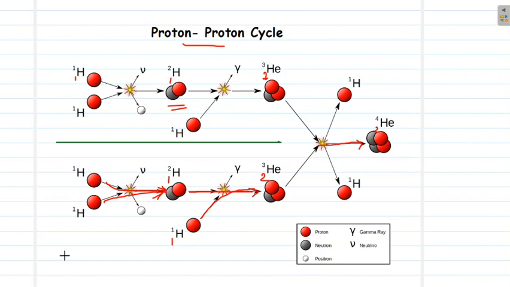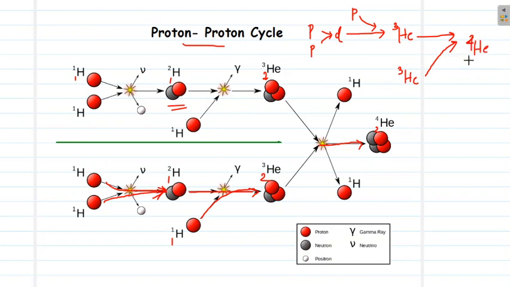There are two branches that are happening simultaneously. Both the branches have the same reactions. Proton and proton combining to form a deuterium. Deuterium again combining with another proton to form a helium isotope, which is 2He3. And this helium isotope will combine with another helium isotope coming through the same reaction process to form 2He4, releasing two more protons.